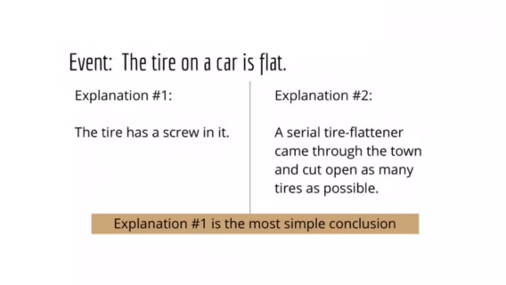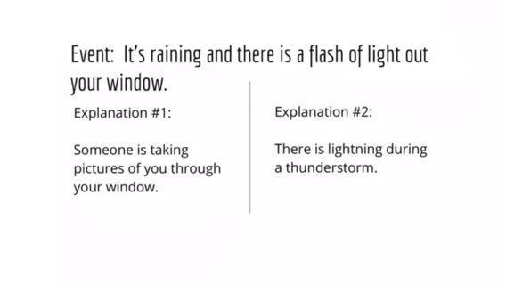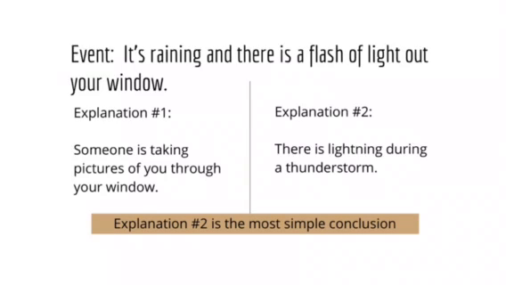Let's take a look at another one. In this event, it's raining and there is a flash of light out your window. Which seems more plausible? Explanation 1, someone is taking pictures of you through your window? Or explanation 2, there is lightning during a thunderstorm. Hopefully you said explanation 2 because it is the most simple conclusion that can be received.